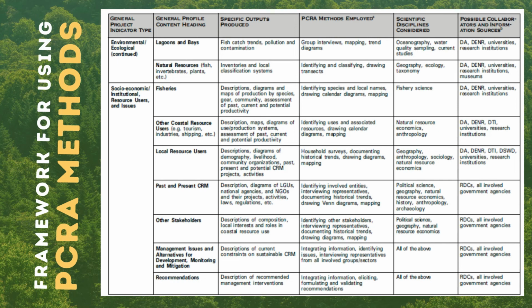Next section of the PCRA methods framework is the socio-economic or institutional resource users and issues. In fisheries, we will be able to describe and draw diagrams and maps of production by species, gears, community assessment of past, current, and potential productivity. We can do this by identifying species and local names, drawing calendars, diagrams, and mappings. This is part of the fisheries sciences, wherein DA as well as DENR can participate in this activity.